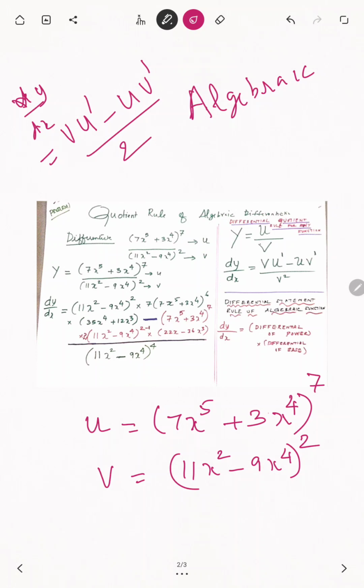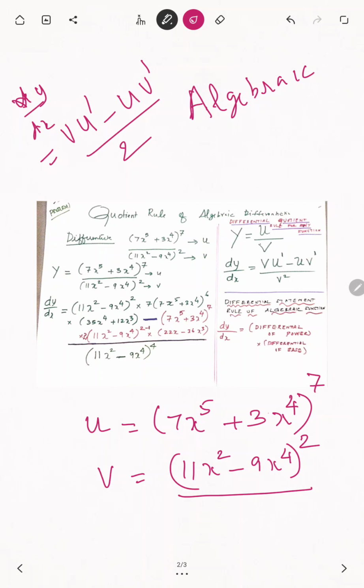Now, sir is teaching how to apply this. You see in this formula what is available. V is available first. What is V? V is this. Just substitute in the place of v: 11x square minus 9x power 4 whole square. Then after this, v u dash means v into u dash, so be careful: into u dash.